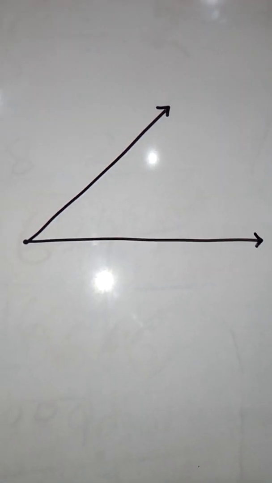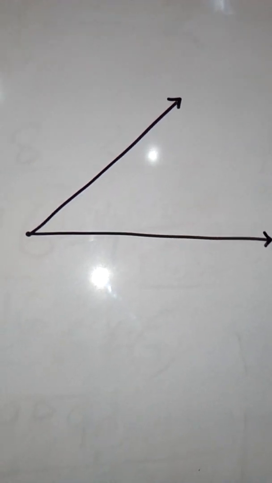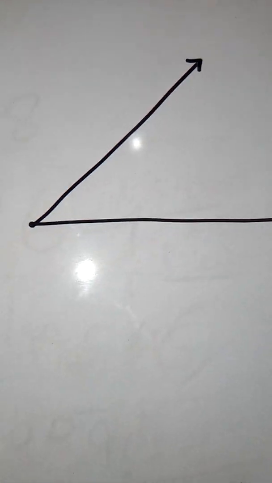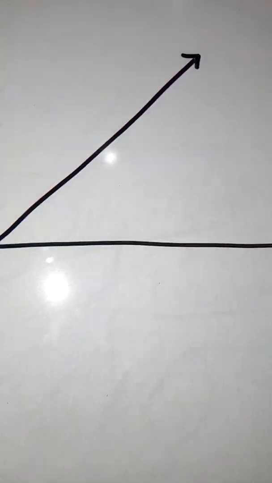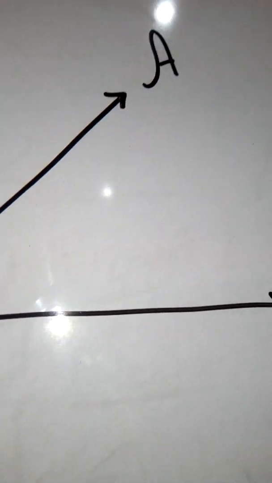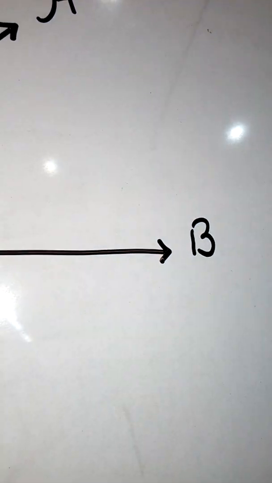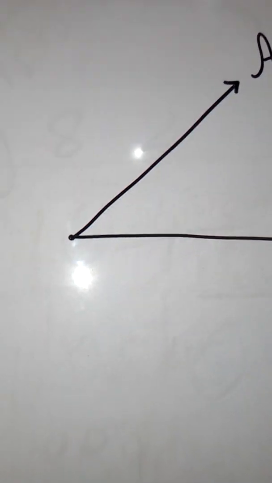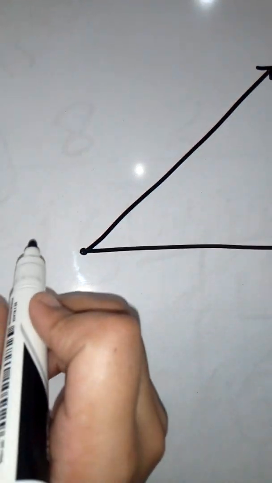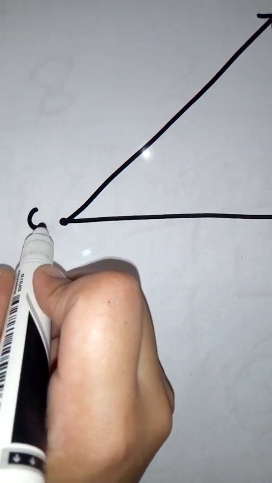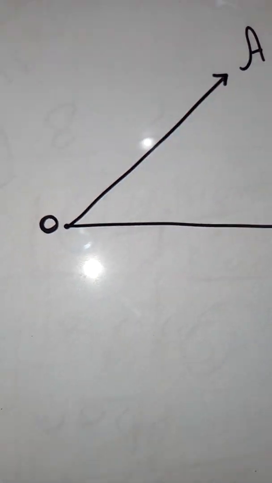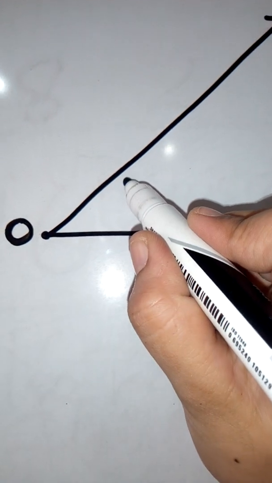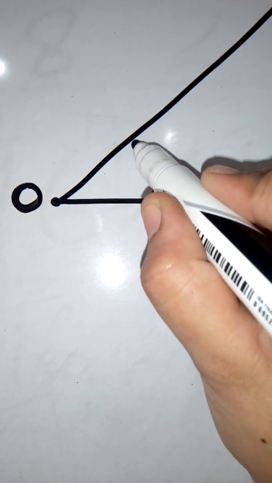As you can see, I have made an angle on the board. Now look. You are going to name these two arms with capital alphabets. For example, I am going to choose a name. This arm is A and this arm is B. Capital alphabets must be used for representing these arms. And then you have to name this vertex also. For example, I am naming it as O.